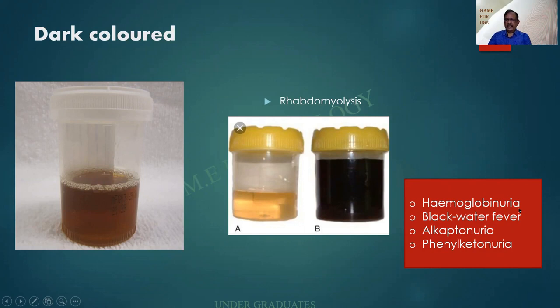Whenever there is a lysis of the RBC, you get a dark urine. Black water fever in a case of cerebral malaria. Alkaptonuria, phenylketonuria. The urine is clear, but then it turns black. So these things you people will have to learn by heart and say, when do you get a dark colored urine or a black colored urine?